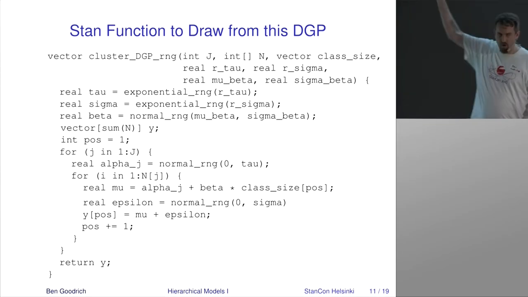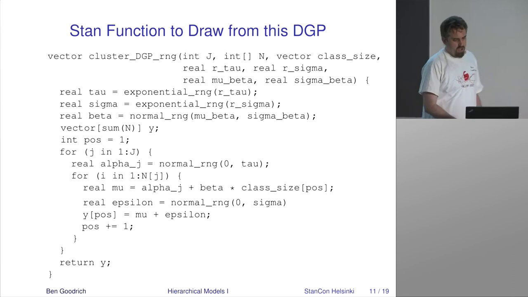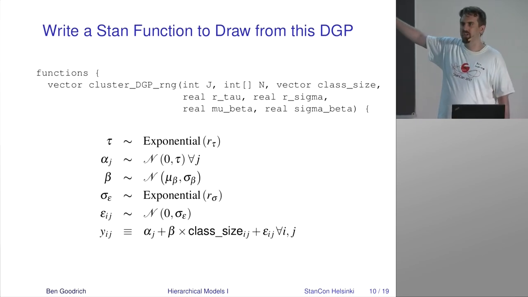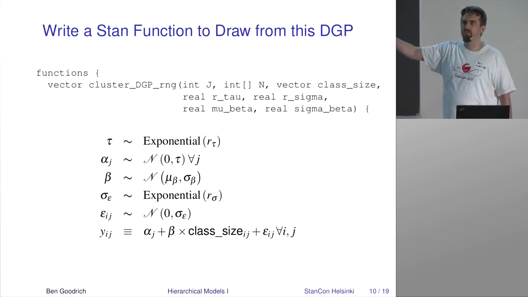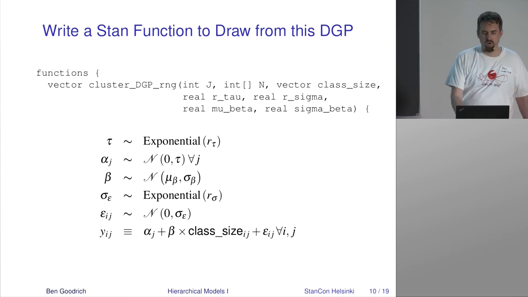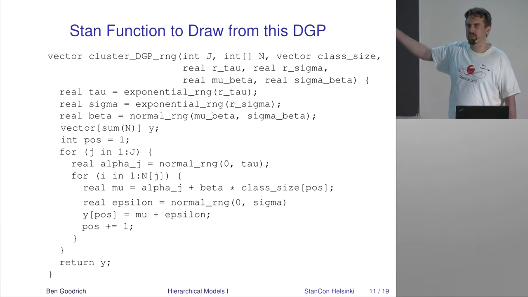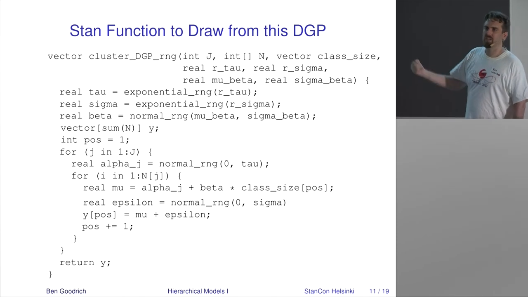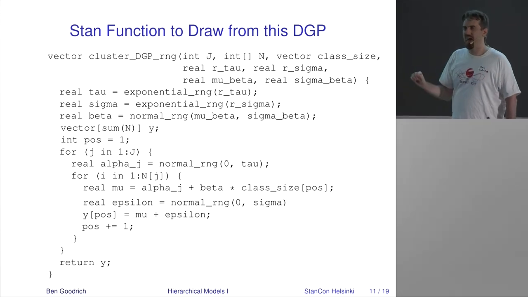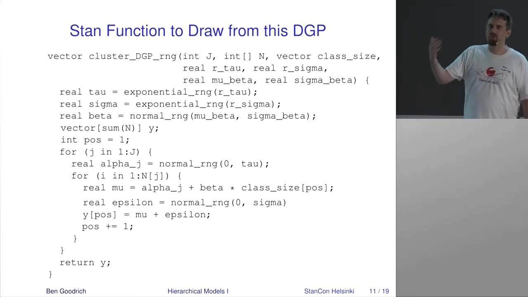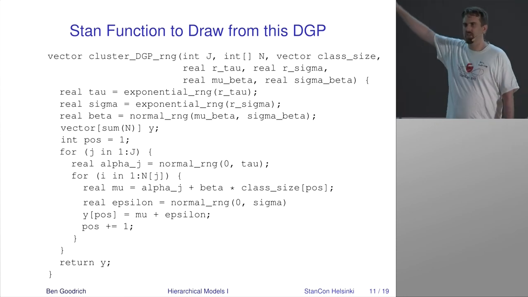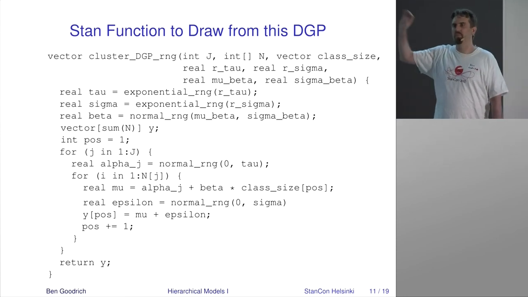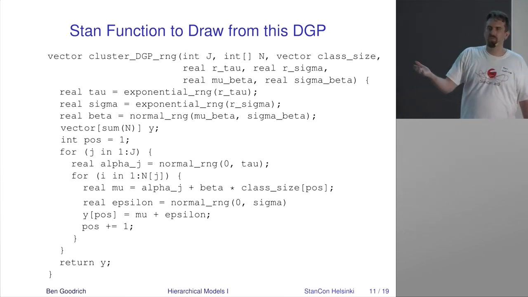As far as this is concerned, you can understand the tildes as implying draw from this RNG. But that's why I don't like to use tildes in a model block of a Stan program, because it doesn't exactly mean that, unless you interpret your Stan code as saying this is what I think before the data are observed.